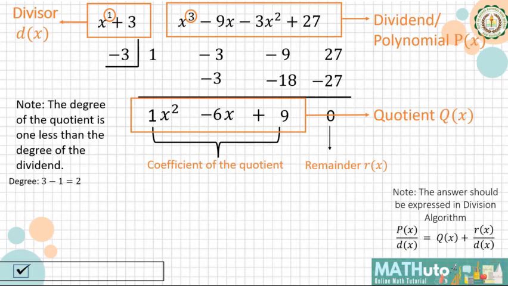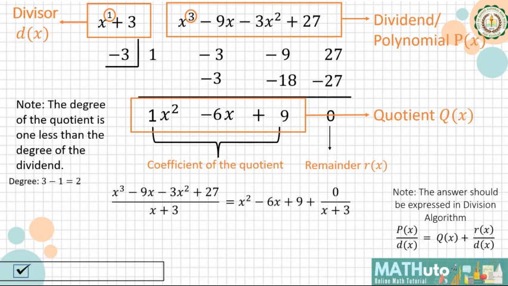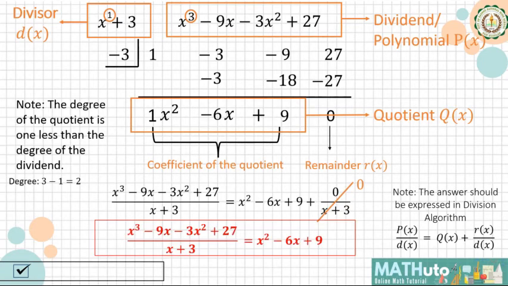And note that the answer should be expressed in the division algorithm. Therefore, this should be written as x cubed minus 9x minus 3x squared plus 27 all over x plus 3 is equal to x squared minus 6x plus 9. And 0 divided by x plus 3 is just 0. Therefore, our final answer will be x squared minus 6x plus 9.